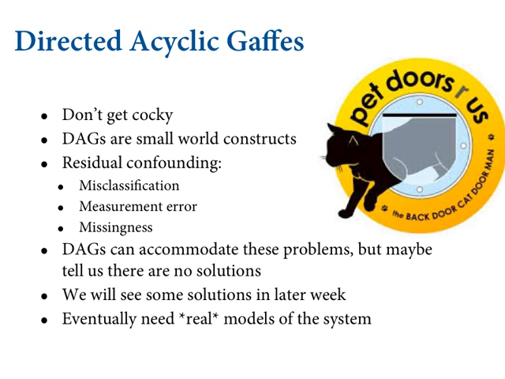I'm going to move quickly through this. There's a section in the chapter where I recite all of these cautions as well. You shouldn't get cocky. Assumptions are still necessary. DAGs are models. They're heuristic models. And then there's all this residual confounding stuff we'll talk about later on, like misclassification.